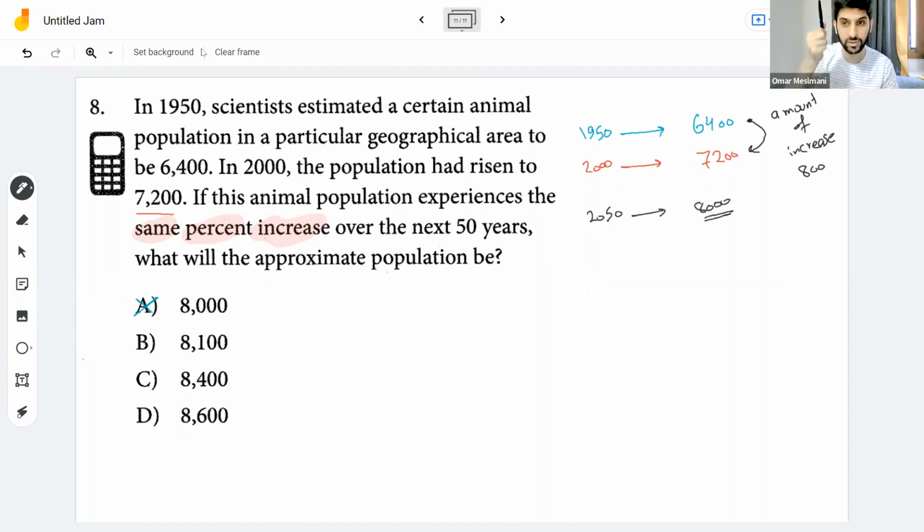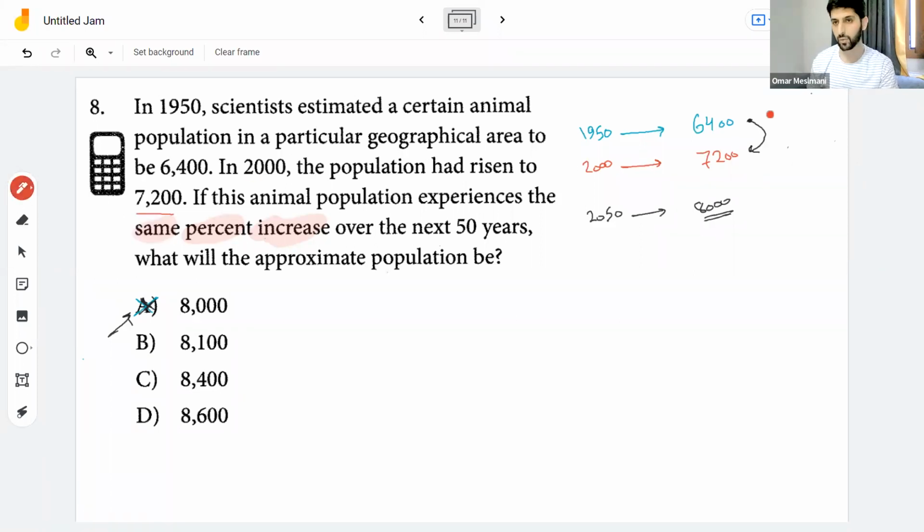And because they know that you're going to think like this, they put it here, right? So most of the students are going to go with A. No, it's incorrect. Why is it incorrect? Because he said they experienced the same % increase. He didn't say the same amount of increase. Guys, there is a huge difference between saying amount of increase and saying % increase, okay? From 6,400 to 7,200, I know that the amount of increase is 800, but do I know what the % increase is? No, I don't.